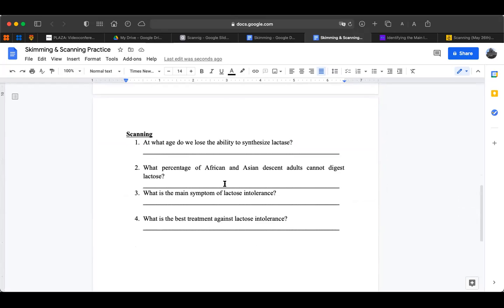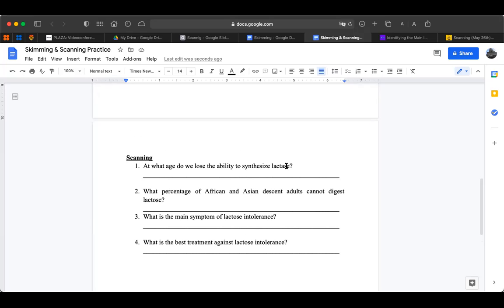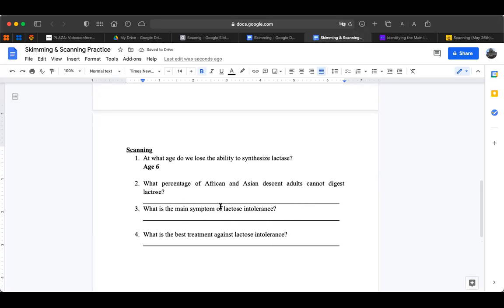Okay, and for scanning, at what age do we lose the ability to synthesize lactose, creo que era. Okay, age 6, very good. And what percentage of African Asian descent adults cannot digest lactose? 80% to 90%, very good. And what is the main symptom of lactose intolerance? Okay, gastrointestinal upset. And what is the best treatment against lactose intolerance?